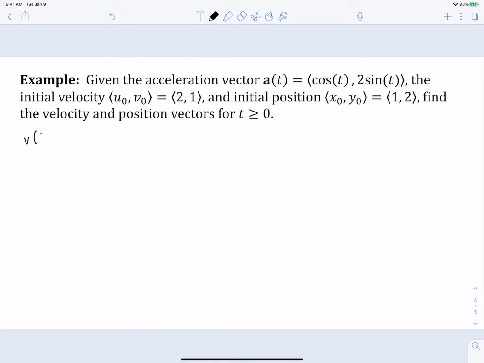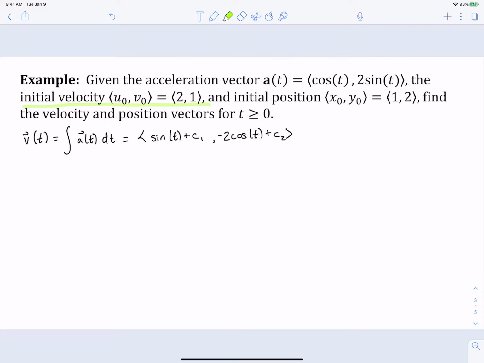So the velocity is going to be the integral of our acceleration function. So again, it is going to be the integral of each piece of our function. This one's not too bad. We're going to get what? Sine of t plus, again, some constant. We always have some constant added there. And then minus 2 cosine of t plus some constant. So that plus some constant, we're going to deal with that with this initial velocity.